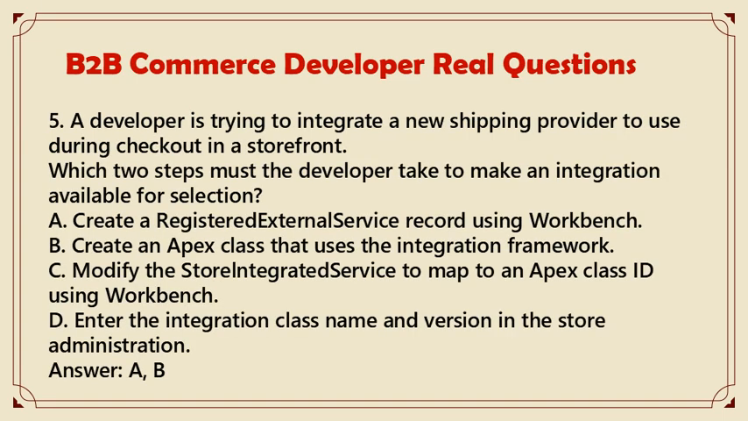5. A developer is trying to integrate a new shipping provider to use during checkout in a storefront. Which two steps must the developer take to make an integration available for selection? A. Create a registered external service record using Workbench. B. Create an Apex class that uses the integration framework. C. Modify the StoreIntegratedService to map to an Apex class ID using Workbench. D. Enter the integration class name and version in the store administration. Answer. A, B.